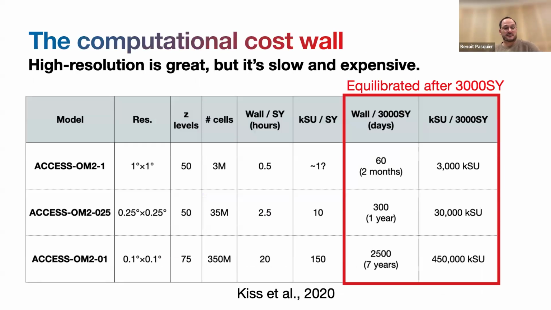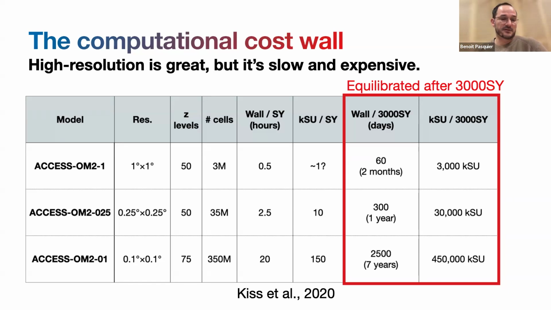So this is the estimated cost that you would need if you wanted to run those models to equilibrium. ACCESS-OM2 comes with 3 resolutions: 1 degree, quarter degree, 0.1 degree. I found some benchmarks online and in papers. The original paper by Andrew describing the model has some benchmarks, and I found some on the ACCESS-Hive forum for costs. On the right-hand side, I want to draw your attention to how much it would cost in time and in service units.